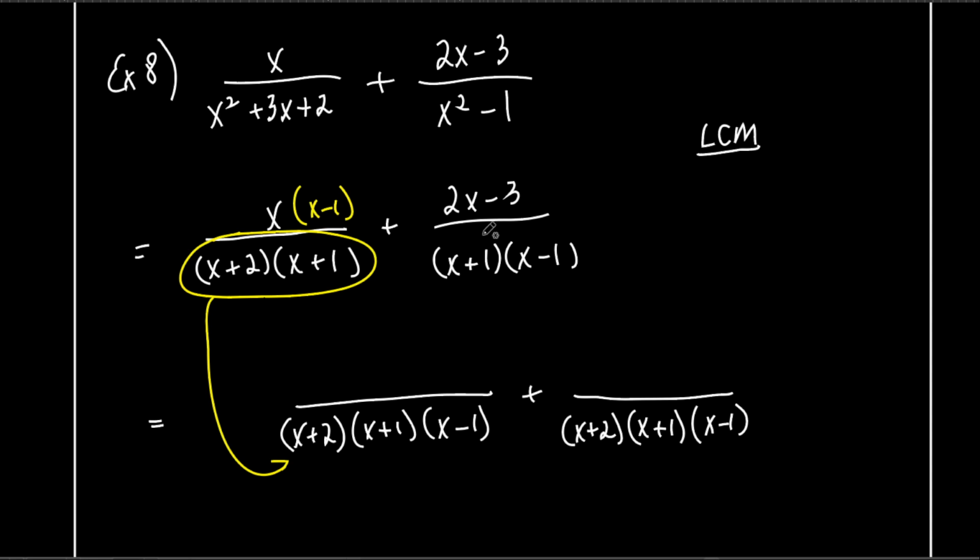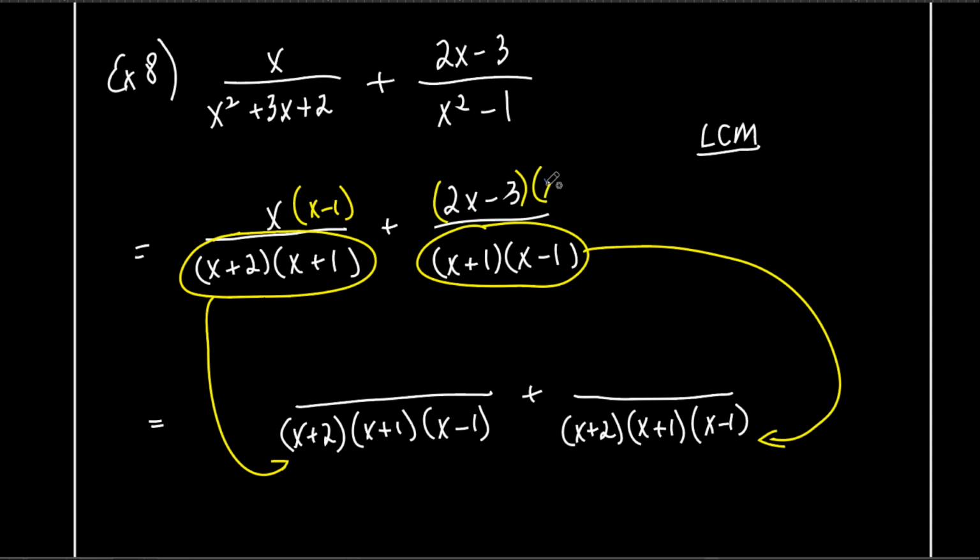All right, let's do the same thing to the other one. What did we do to this, right there, to get to this thing right there? X plus 2, right. So we multiply this by x plus 2 to get to this. So what are we going to do to the top? Multiply this by what? X plus 2.